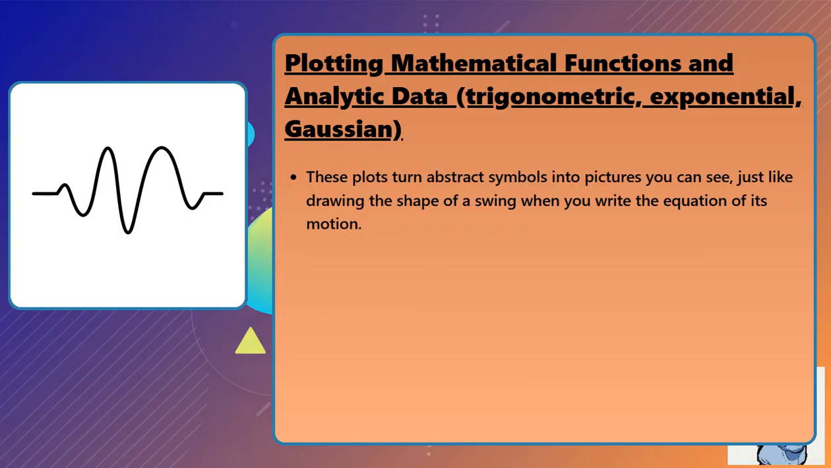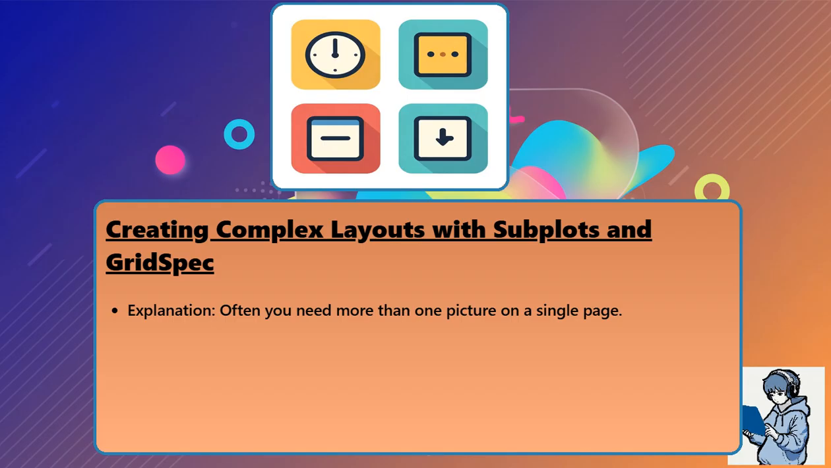These plots turn abstract symbols into pictures you can see, just like drawing the shape of a swing when you write the equation of its motion. Often you need more than one picture on a single page.